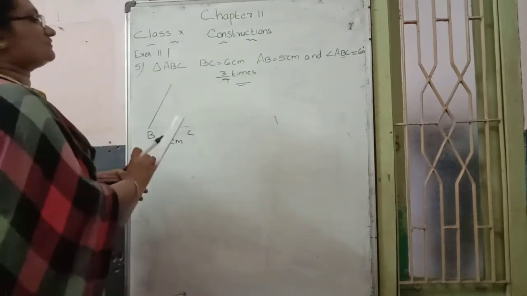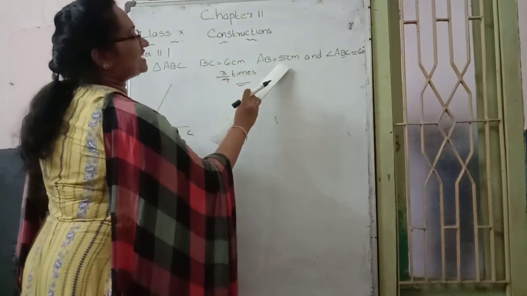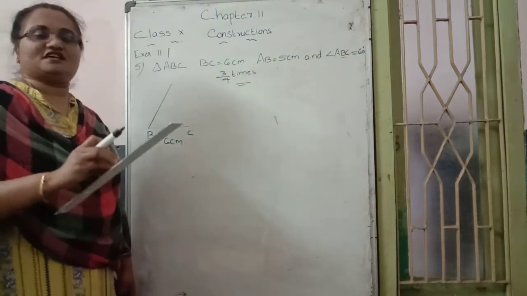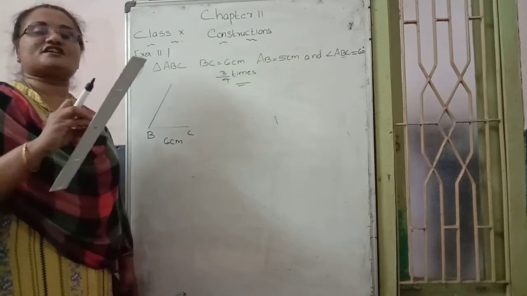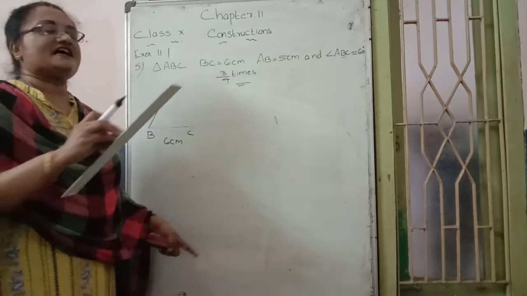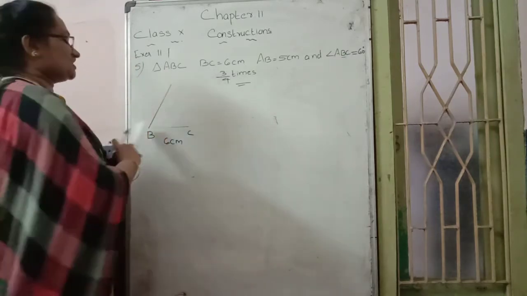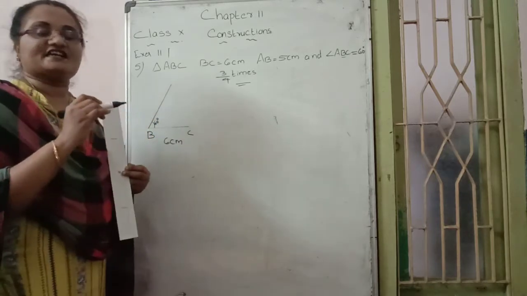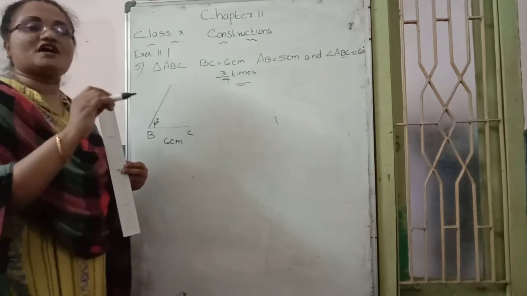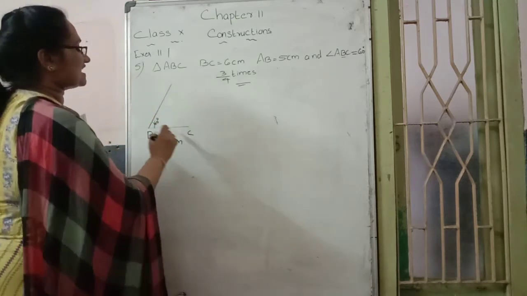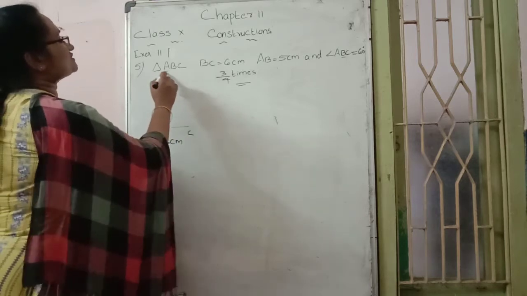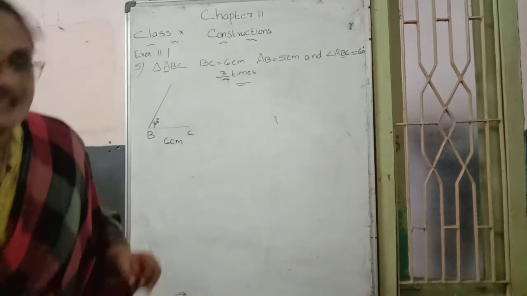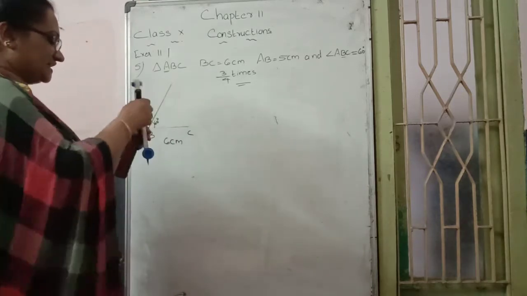Then, afterwards, the third measurement is AB equal to 5 cm. That means take 5 cm in your compass, draw an arc and cut the 60 degree line. You get the required alphabet. Which alphabet is missing? A, B, C are there, so A is missing. You mark the alphabet A.